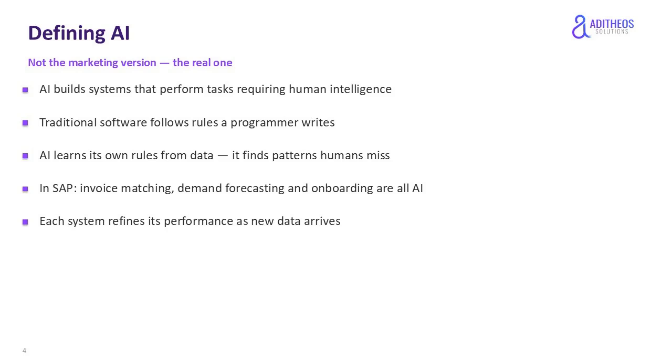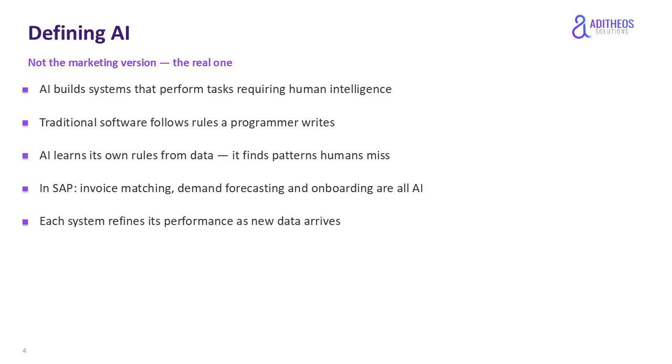Artificial intelligence is a branch of computer science focused on building systems that can perform tasks that normally require human intelligence. Things like understanding language, recognizing patterns, and making decisions with incomplete information. Here's the most important distinction to understand. Traditional software follows rules that a programmer explicitly writes. AI learns its own rules from data. You feed it enough examples and it figures out the patterns on its own.